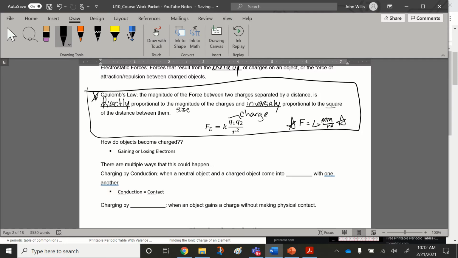Yeah, we're inserting a new charge. Yes, we're inserting a new universal constant, but when we go to do the mathematics, we've done this before. This is the same as Unit 7, gravitation. So, how do these objects become charged?